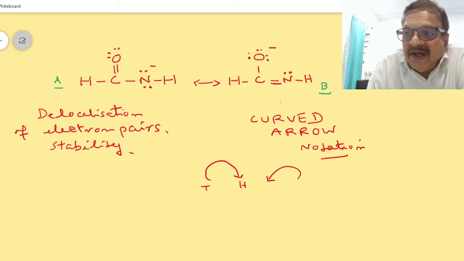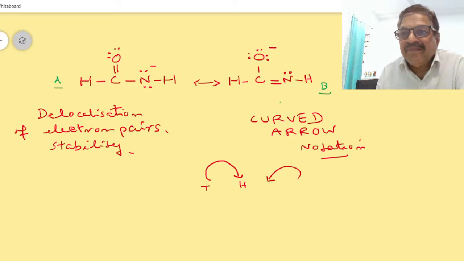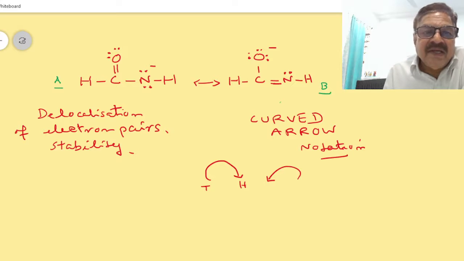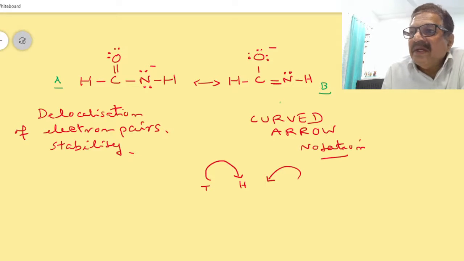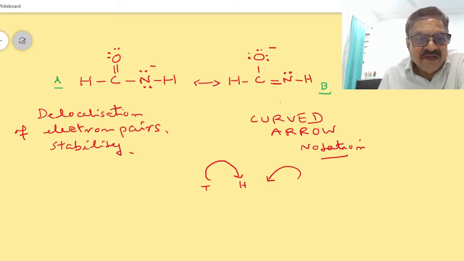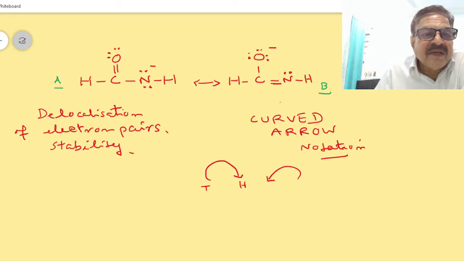Okay, now, here we have drawn resonance structures A and B. First, we can draw the difference only in the location of the two electron pairs here. Now we can show the movement of the electrons here. How will we show the movement of the electrons here? You see, this electron pair in the pi bond moves like this.